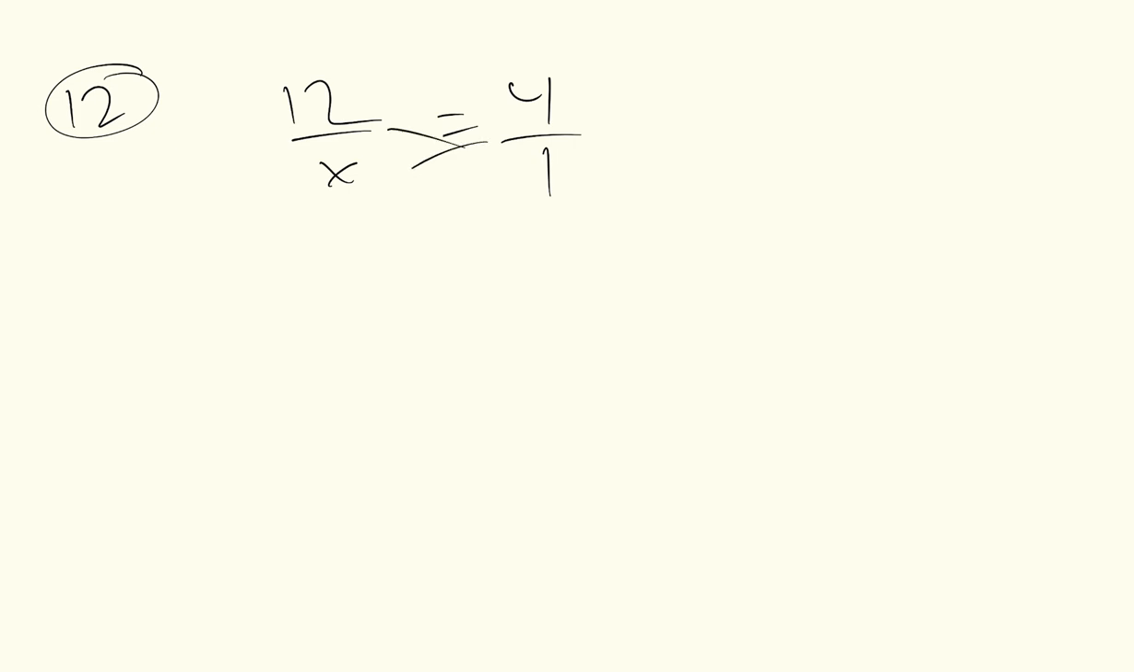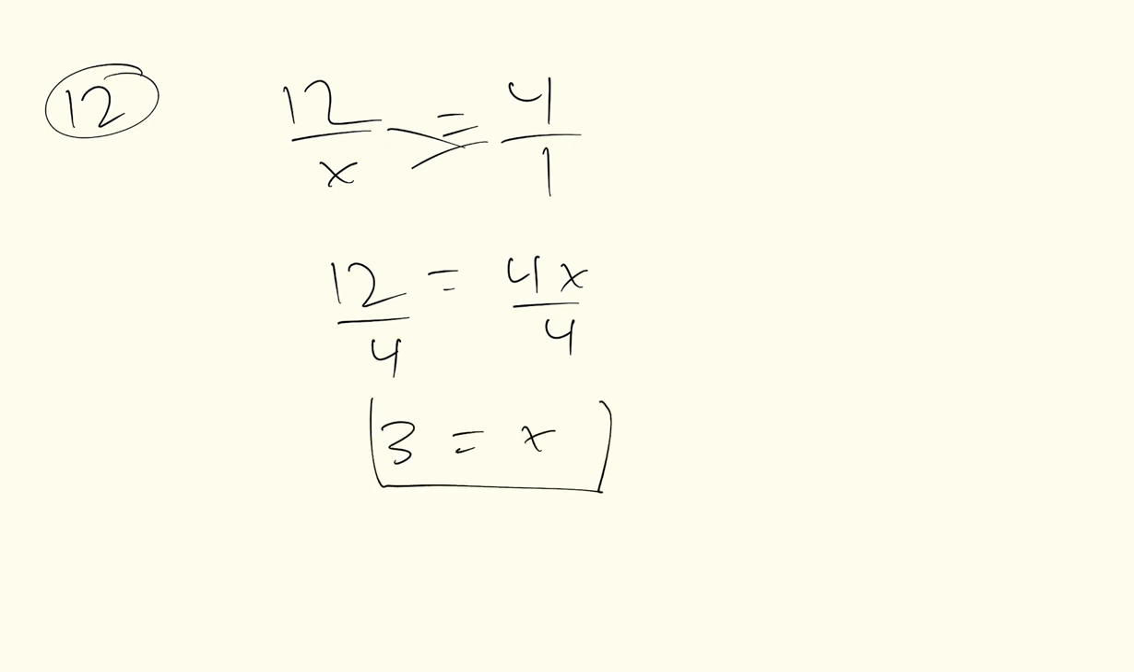Let's try one more example like this. This time you guys do it on your own. Let's go 12 over x is equal to 4. Now pause the video and do it on your own, but 4 over 1, and then 12 and 1, x and 4, 12 is equal to 4x, divide by 4, divide by 4, and 3 is equal to x.